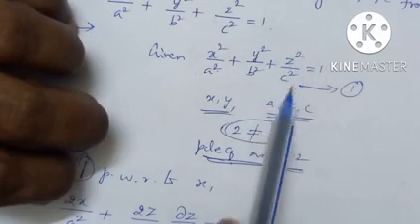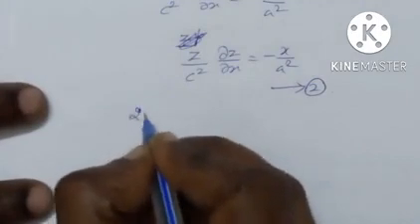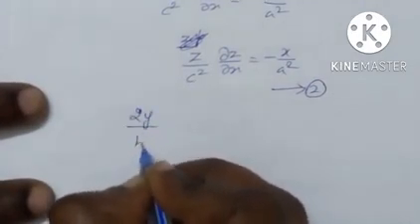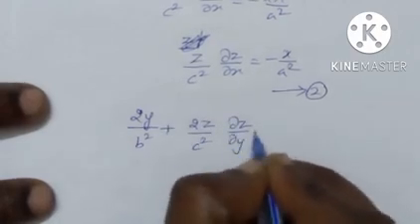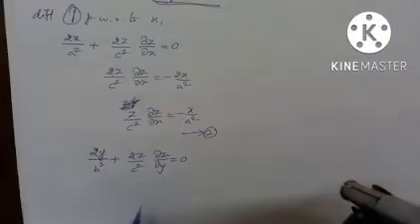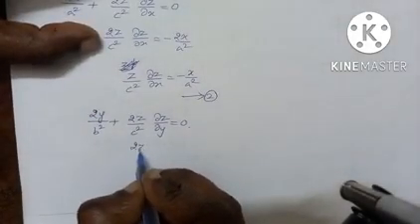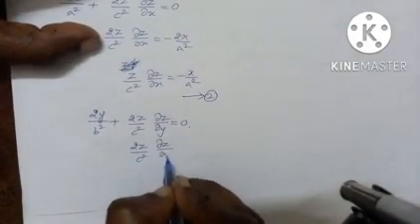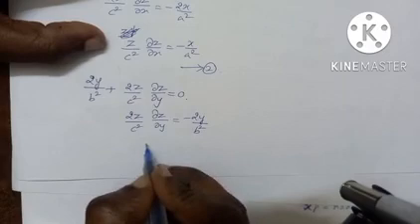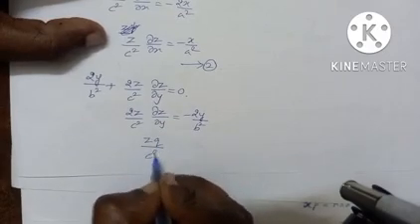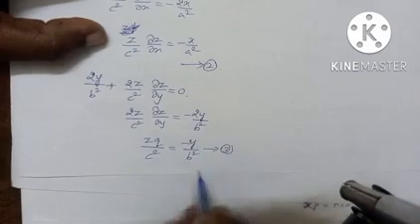Then you differentiate z with respect to y. So what will it be? Take 1 by b square outside. Differentiate y square with respect to y, which is 2y. Similarly, 2z by c square into dou z by dou y equal to 0. Similarly, you do simplification. 2z by c square into dou z by dou y equal to minus 2y by b square. On both sides 2 gets cancelled. z into dou z by dou y by c square equal to minus y by b square, which is the third equation.